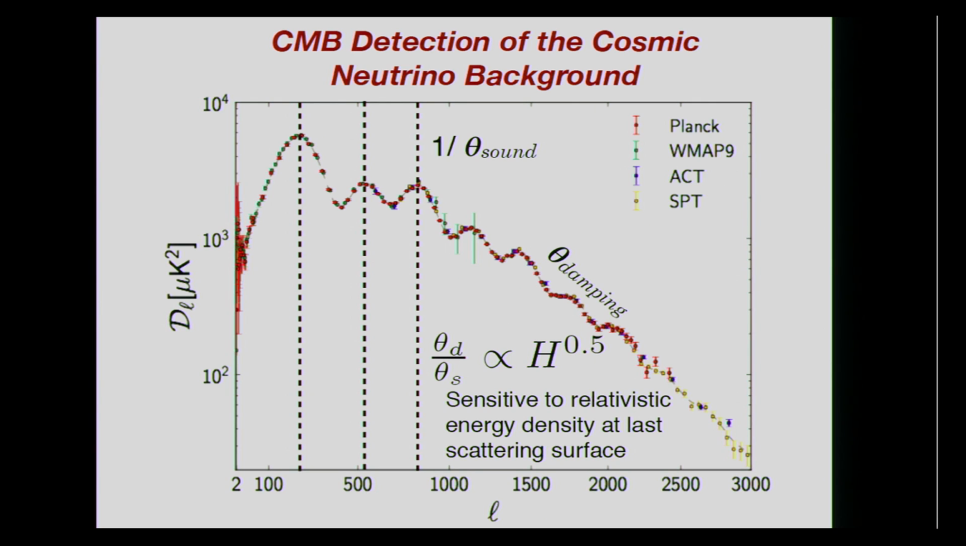Another interesting piece of physics is that you can indirectly measure this cosmic neutrino background through measuring the different angular scales in the CMB.